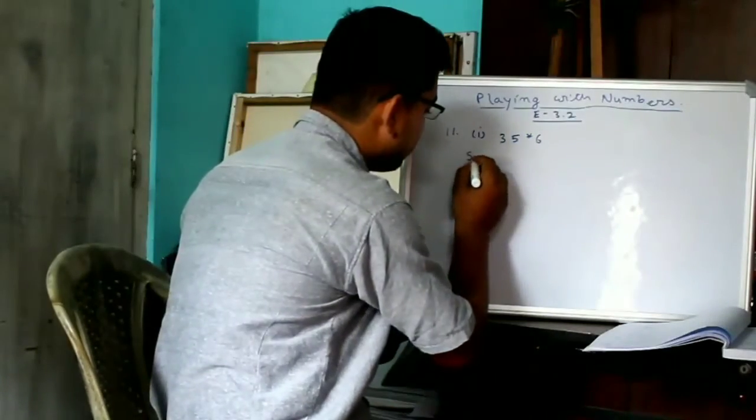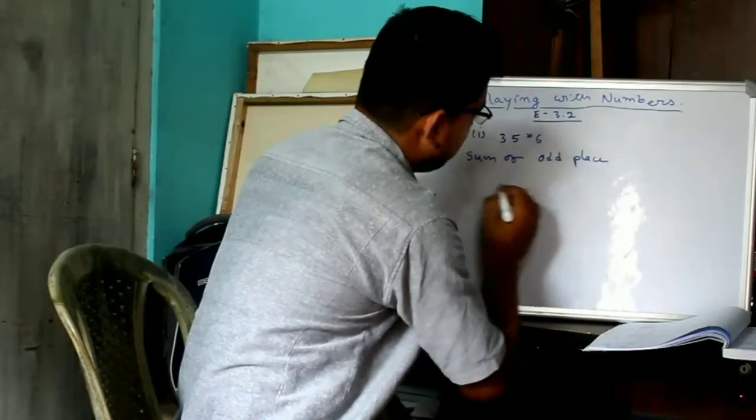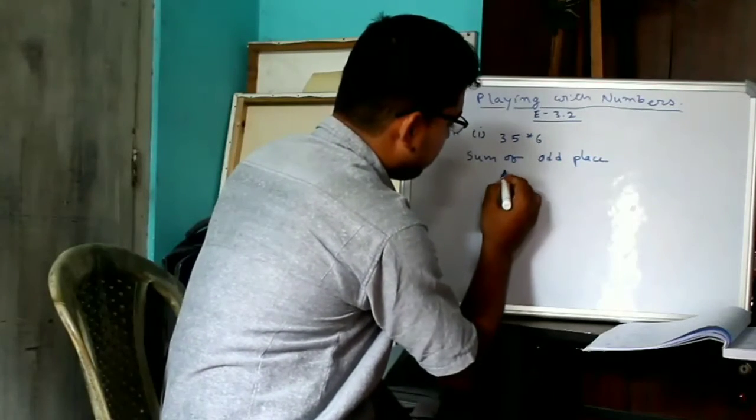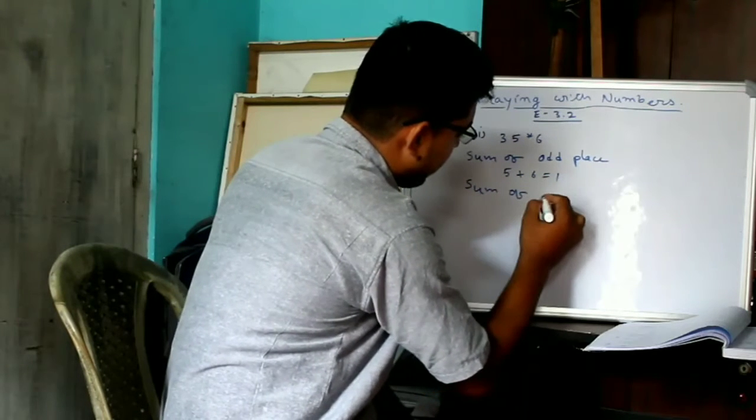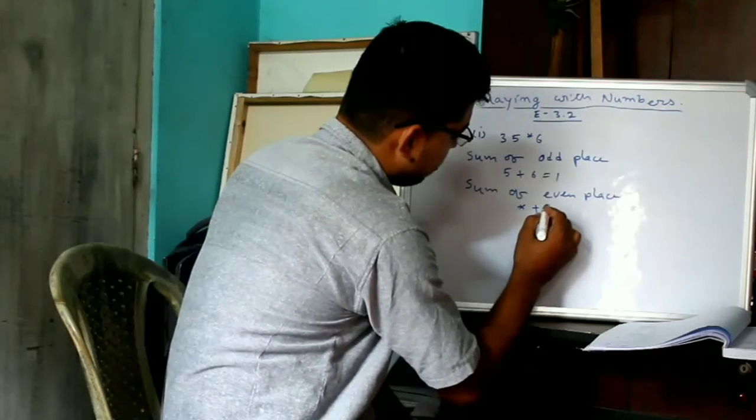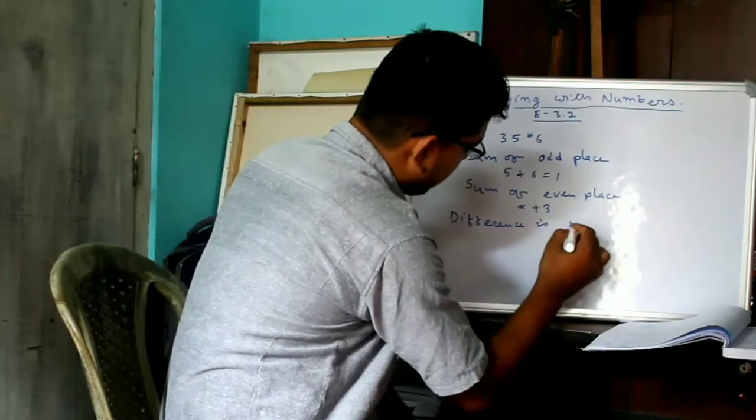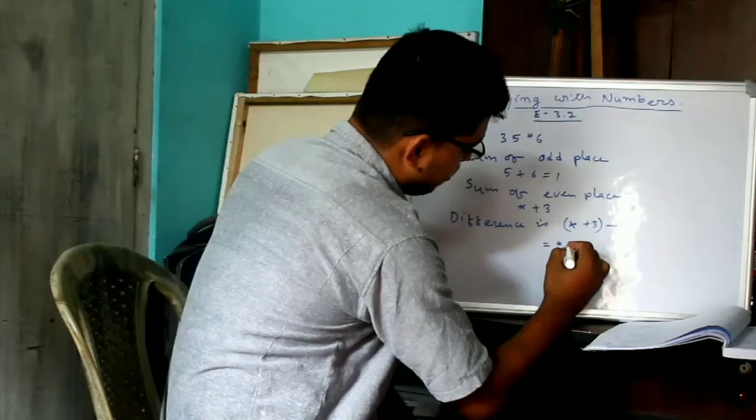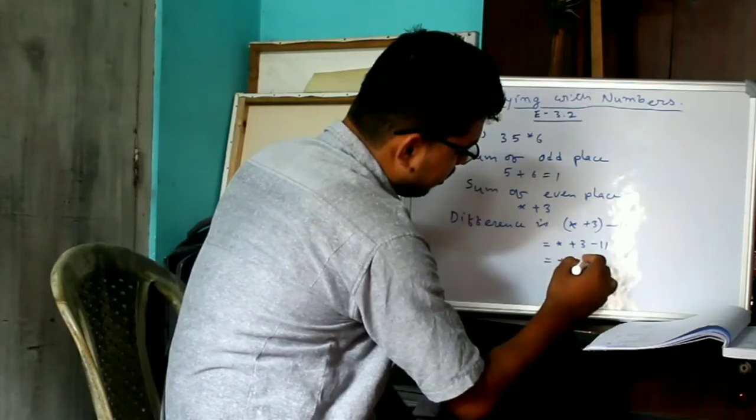Now see the sum of odd places. Odd places: 1, 3, 1, 1 and 3, 5 plus 6 equals 11. Sum of even places: star plus 3. The difference is star plus 3 minus 11, which equals star minus 8.